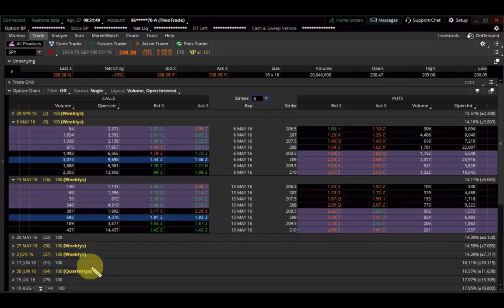Okay? What I want to know is this right here is a 16-day 209 call. So the 209 call, what's the price going to be worth? The spiders are no longer going to be at 208.38. They're going to be at 207.38. What's a 209 call worth when there's only going to be 9 days left?